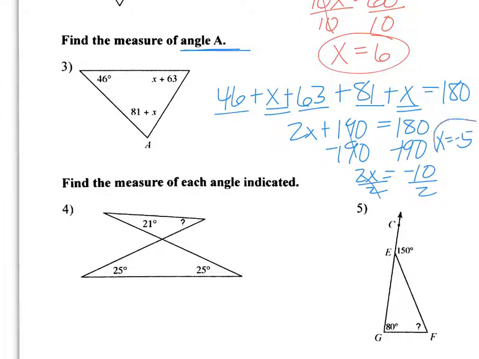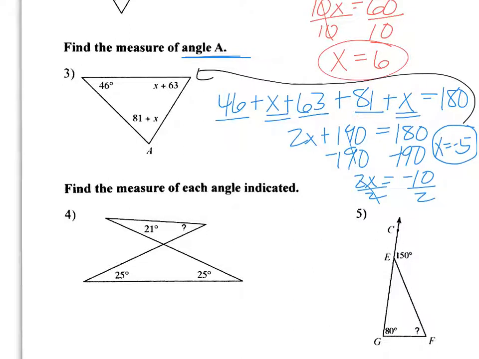Now, typically, we can't have negatives in geometry because everything in geometry is positive. However, when we take this negative 5 and we plug it back into the problem, we're going to find out our angle measures are actually positive. So if I do negative 5 plus 63, that's going to make that 58 degrees. If I do negative 5 plus 81, that's going to make that 76 degrees.